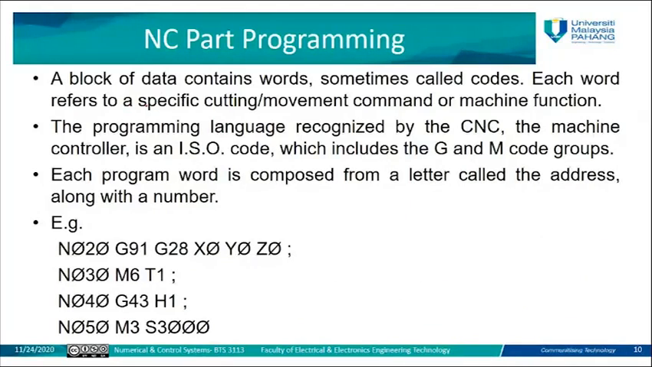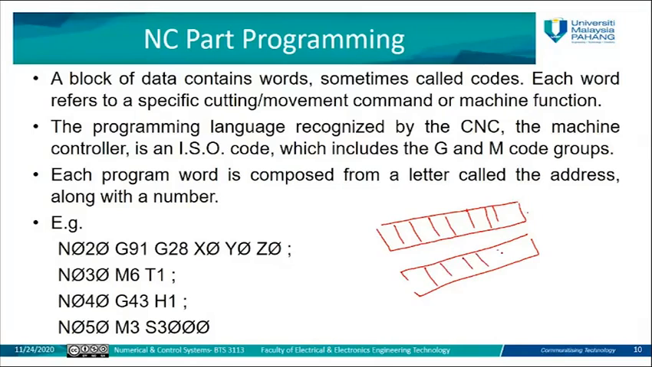So the NC part programming here consists of blocks, as we said. It comes from block or line. Inside this block we have multiple words, and after we finish this line, we go to the second line, which is also another block and consists of multiple words and so on until the end. So the first one that we have in any program, we call it the sequence number.